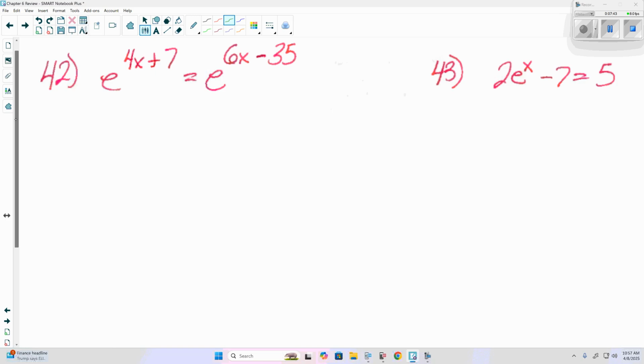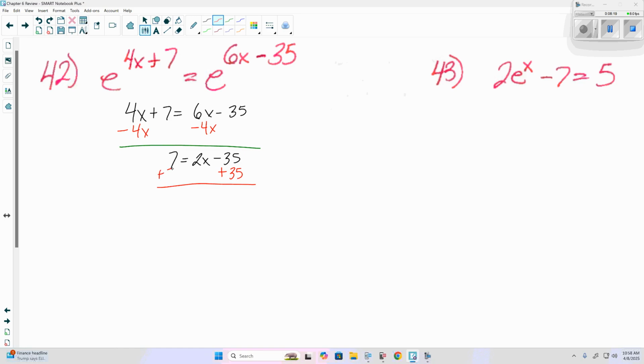Questions on 42? Because 42 is going to be the exact same as the last two. We just don't have to do anything to it. The bases are both e. They're both the same. We would set the exponents equal to each other and solve. So really at this point, it's just 4x plus 7 is equal to 6x minus 35. Minus 4x, telling us 7 is equal to 2x minus 35. Add 35.